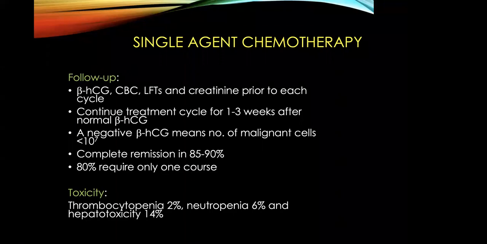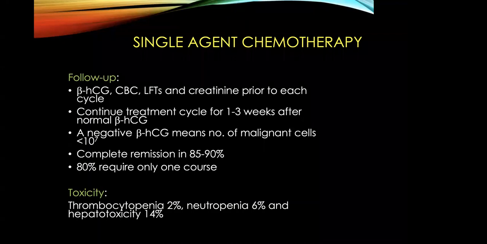You need to do a complete blood count. You need to do liver function test, creatinine level, and β-hCG serially falling down, with continuous treatment cycles for 1 to 3 weeks. After the normal β-hCG, you need to have a negative β-hCG, meaning the number of malignant cells is less than 10^7. Complete remission occurs in 85% to 90%, and 80% require only one course.